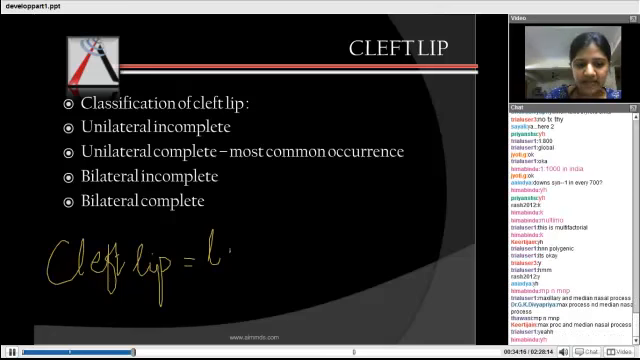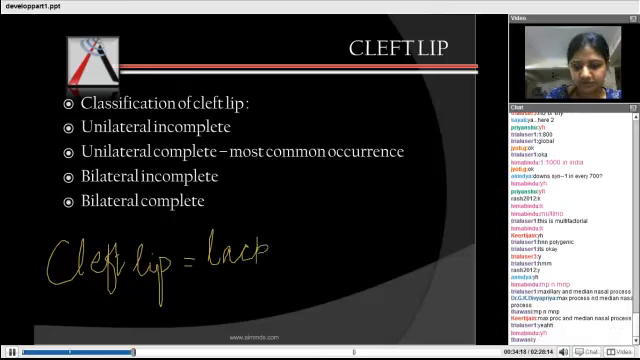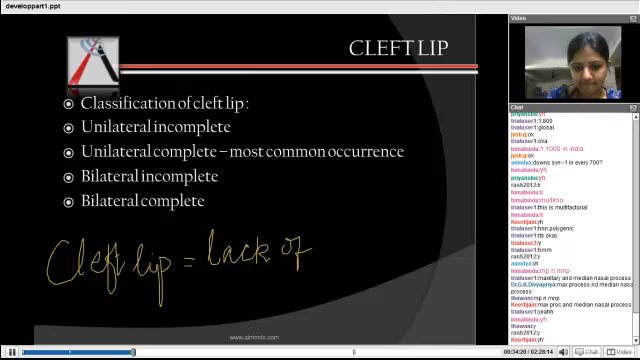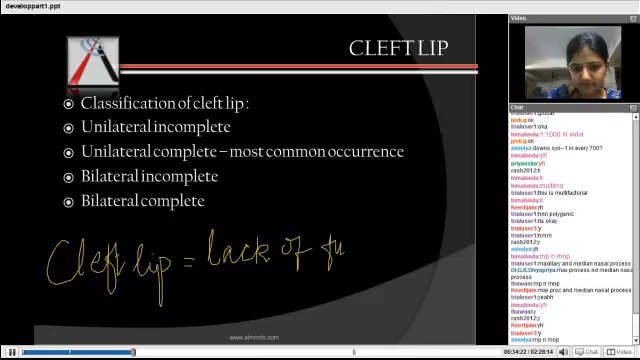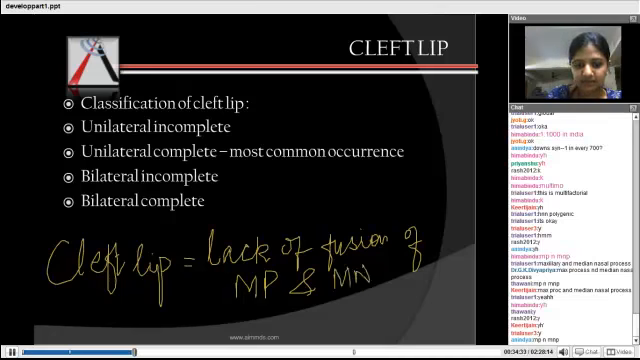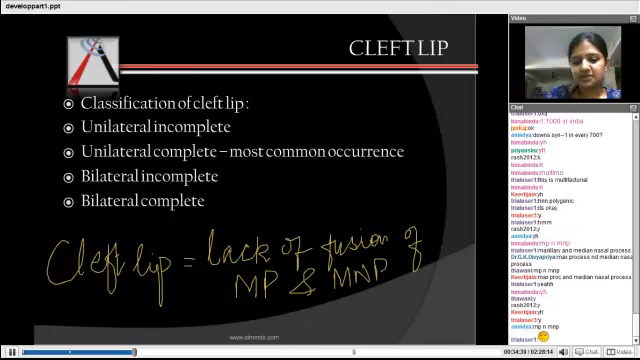So this is a lack of fusion of the maxillary process and the median nasal process. I will be sticking to the short form, can't write all of it, so I'll be using MP for maxillary process and MNP for median nasal process, okay? So it's a lack of fusion of this which results in cleft lip formation. When this is incomplete, we'll call it unilateral incomplete. Accordingly, you can have a bilateral complete.